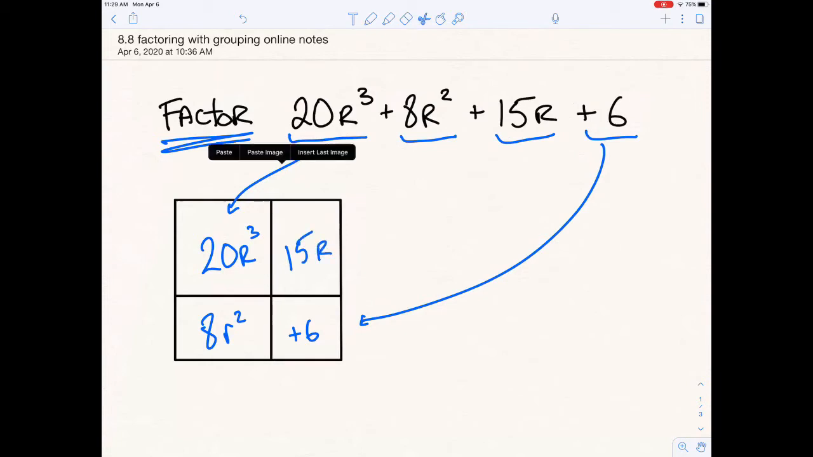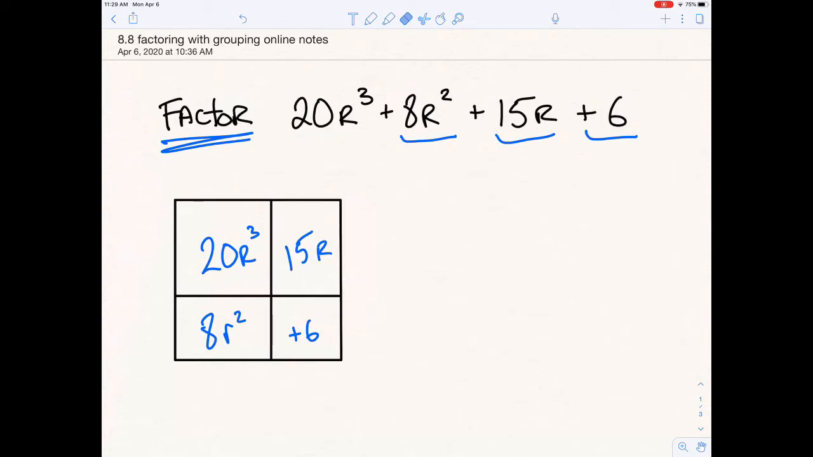And let's clean this up a little bit. Now, by the way, while I'm erasing, these are completely my choices, right? To put the 8r squared and the 15r in the bottom left and the upper right, that was my choice. I felt like doing that, so that's what I did. Now let's see what happens.